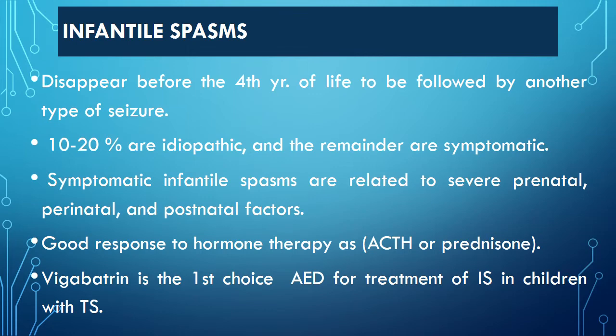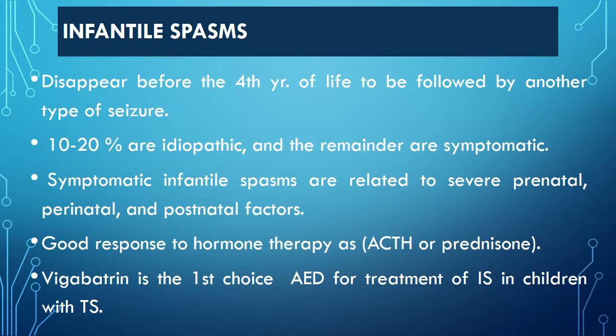10 to 20% of infantile spasms are idiopathic and occur in developmentally normal children. However, 80 to 90% of infantile spasms are related to prenatal hypoxia, tuberous sclerosis, cerebral malformation, or inborn error of metabolism, and they are called symptomatic infantile spasm. There is a characteristic EEG pattern of hypsarrhythmia.